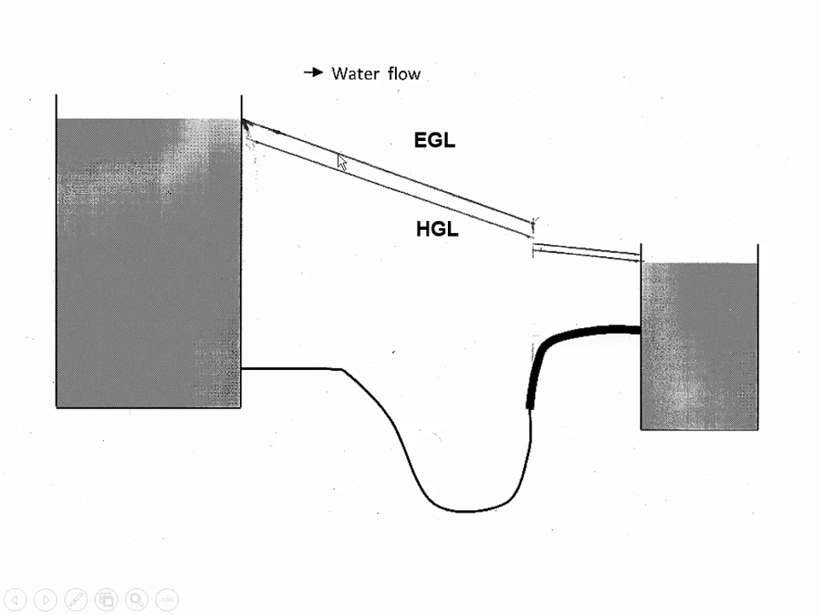These two lines are further apart, so the gap between the EGL and the HGL is larger. A big gap means that you have more velocity head. So that makes sense. Here is a small pipe, here is a big pipe. In the big pipe, you have less velocity head.